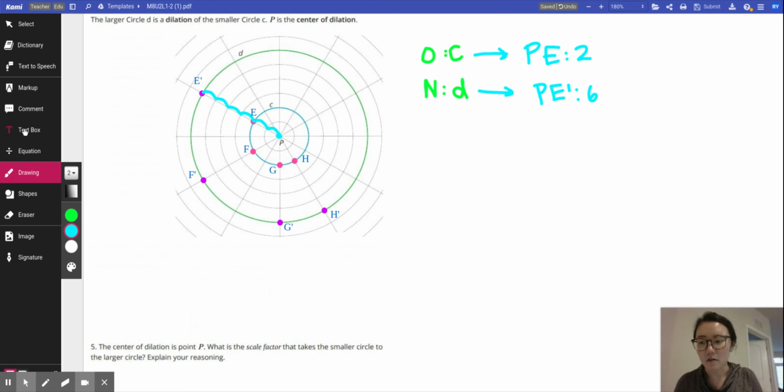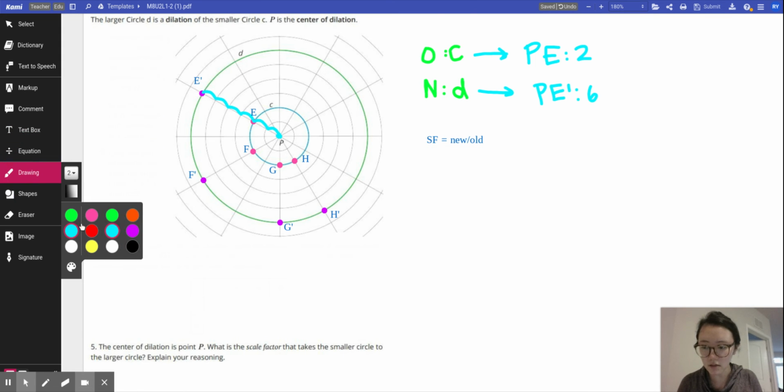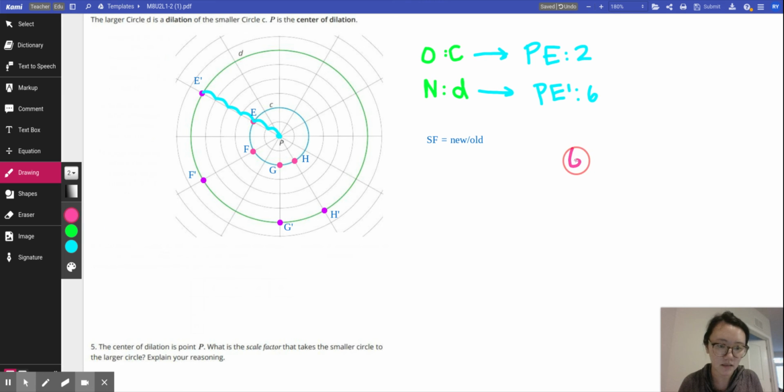All right, now, like you guys know, we are going to do our scale factor. It's going to be new over old. So let's go ahead and do that. Our scale factor is going to be 6, our new, over our old, which is 2. So 6 units over 2. If you do 6 divided by 2, your answer is 3. So our scale factor is 3.